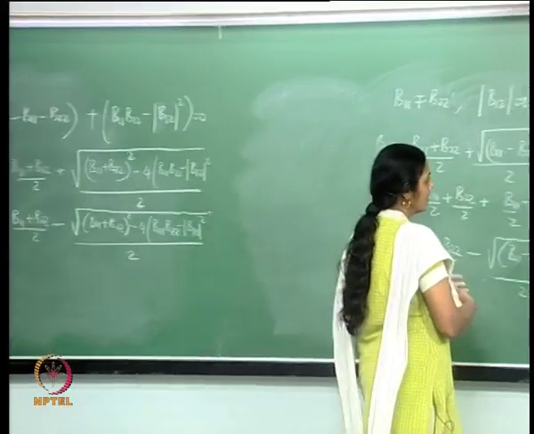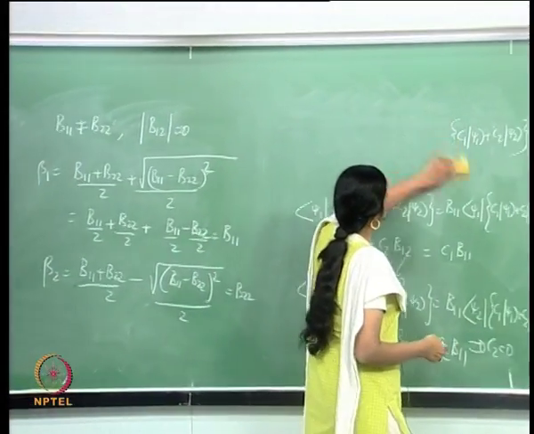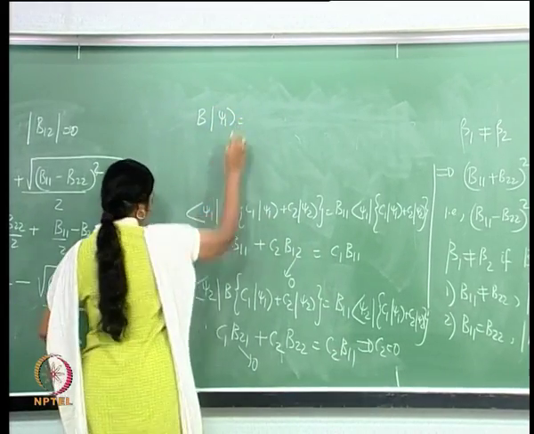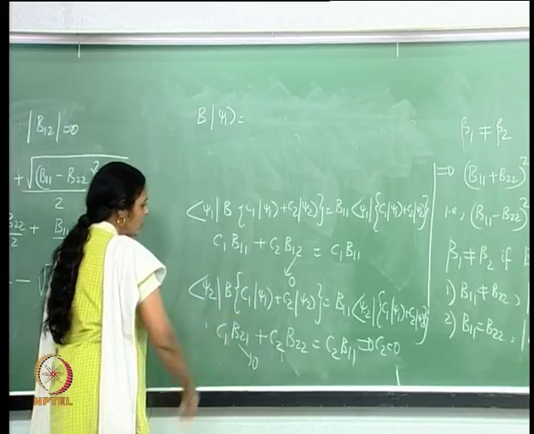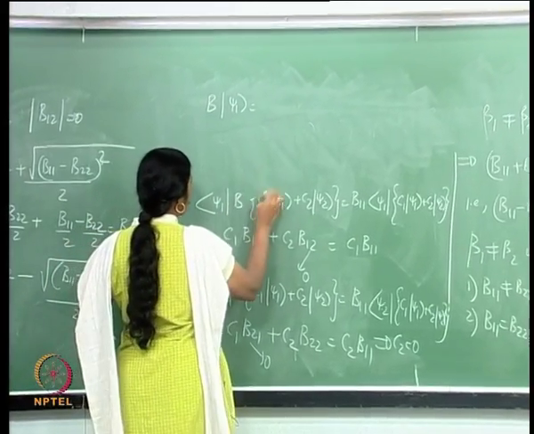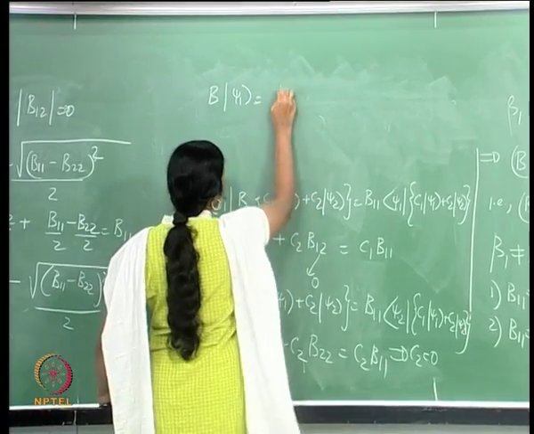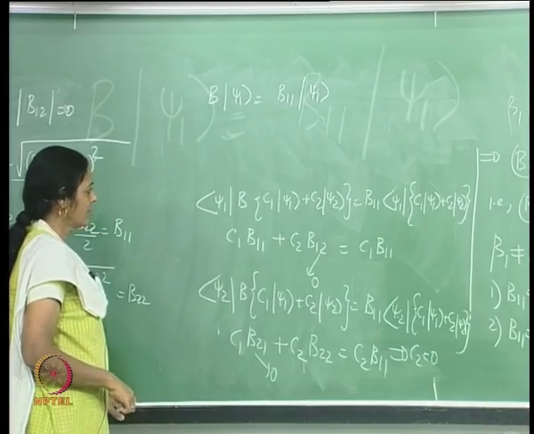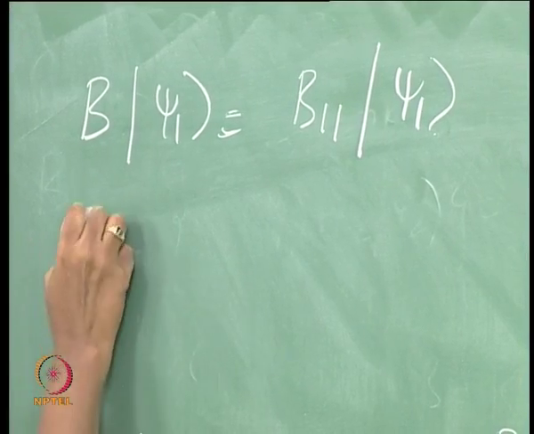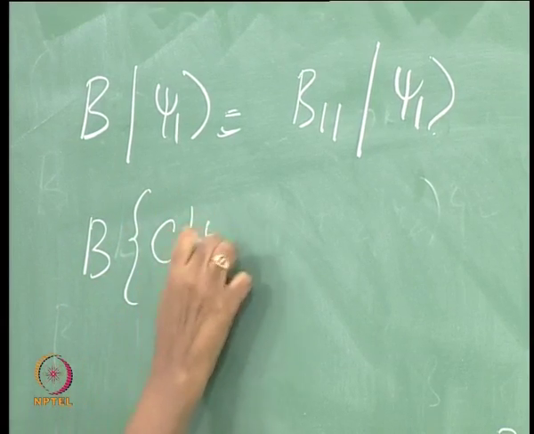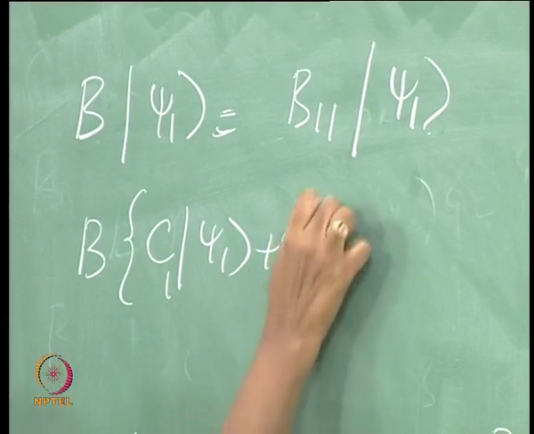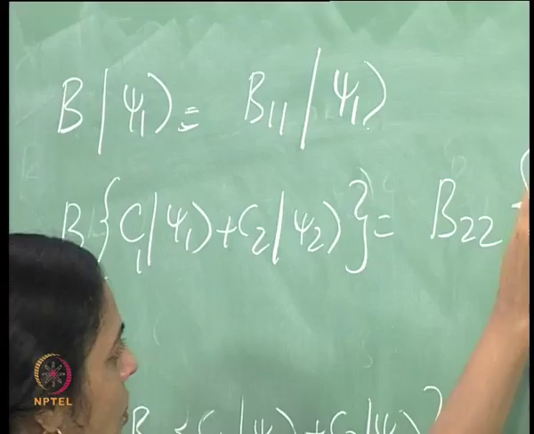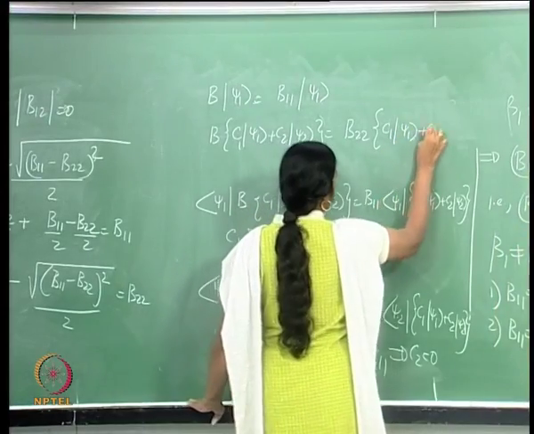I have established that, because C1 is equal to 1 and C2 is equal to 0, B psi 1 is equal to B11 psi 1. Similarly, I can start with B times C1 psi 1 plus C2 psi 2 equals B22 times C1 psi 1 plus C2 psi 2.